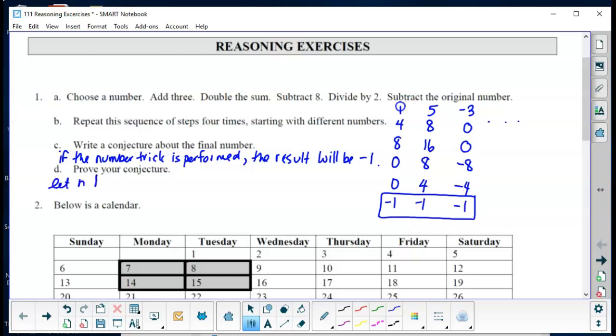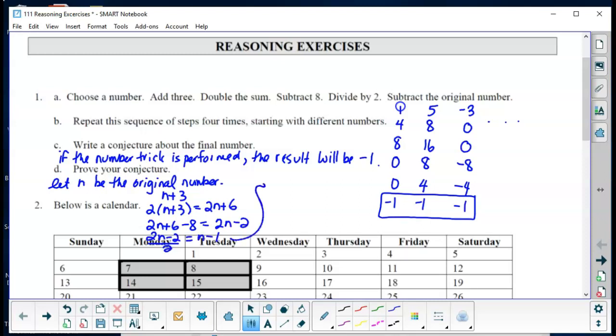Prove your conjecture. So let n be the original number. Okay, so again, not a whole lot of space, so we're going to go in steps. So n is our original. Add 3. Double that. Subtract 8. Divide by 2. Okay, and then subtract the original number. You'll always get -1. Okay, so that is how it works. So go step by step. Don't try to do all of it in one step, because probably you'll get the brackets and all that kind of thing messed up.